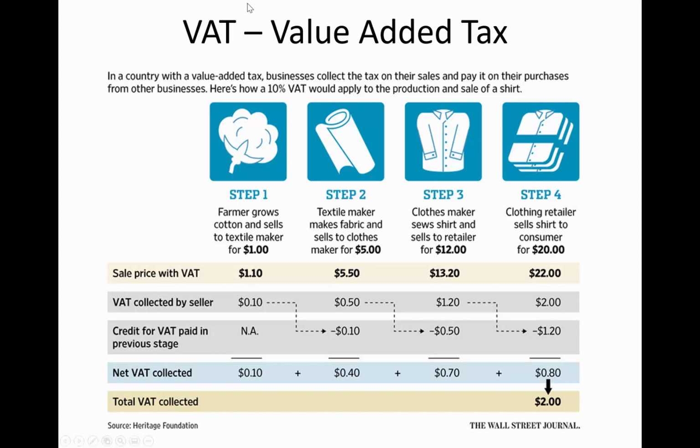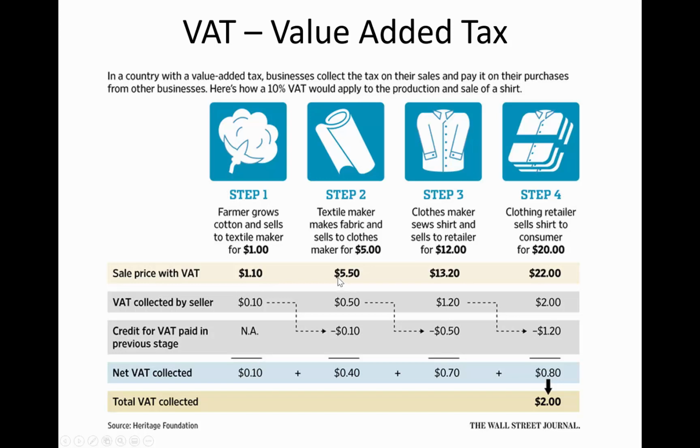Let's say that an area has a 10% value-added tax. The way it would work is that the first step in the supply chain would be a farmer who's going to grow cotton and sell it for $1. And so the farmer is going to get $1 from that sale, but the farmer has to collect $1.10. And the farmer would pass that 10 cents of the dollar purchase on to the government.